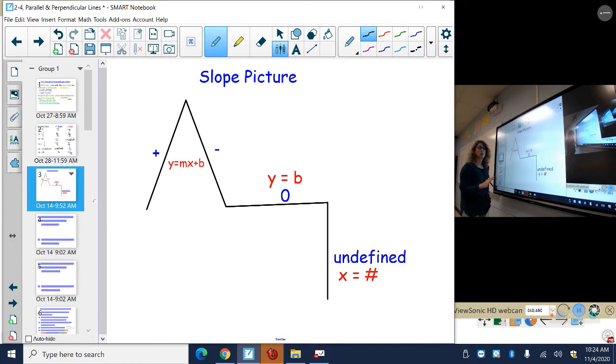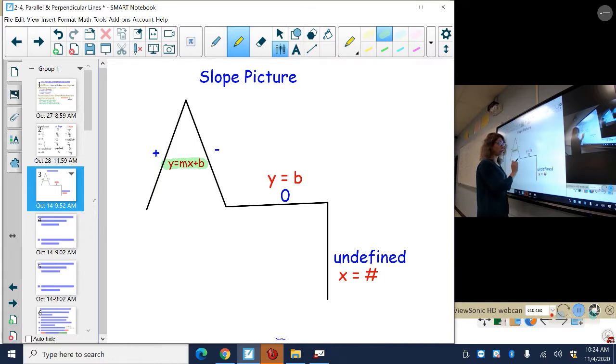Biggest thing I need your brain to remember is the slope pic. When you are on the mountain, you will have y and x in the equation. When you are not on the mountain and you're just on level ground, you're going to have y equals a number. And whenever you are on the cliff, you are going to have x equals a number. Super important, and it's undefined.